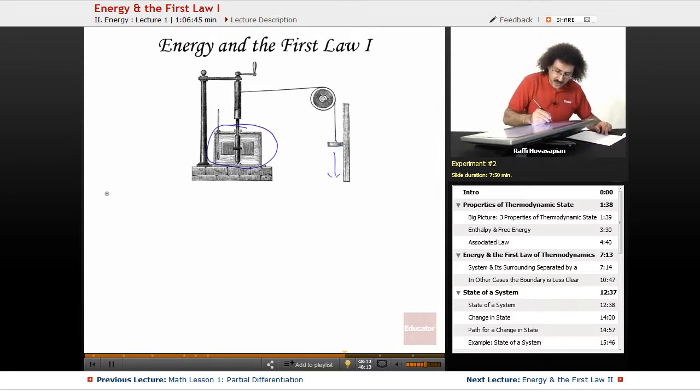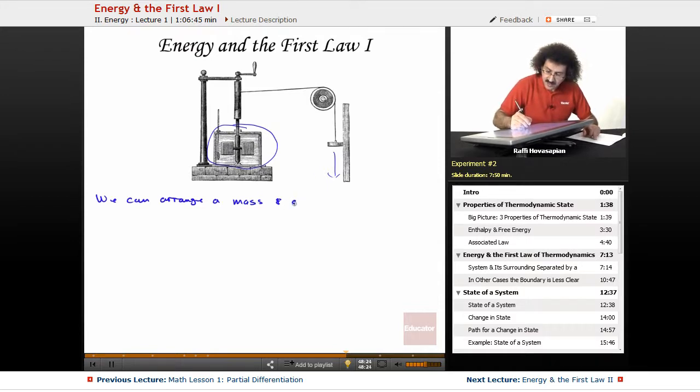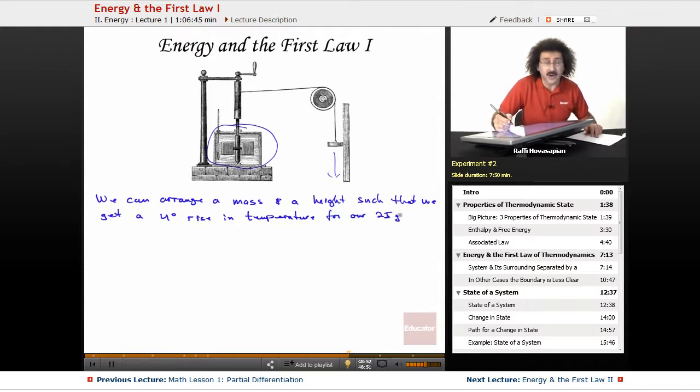So we can arrange a mass and a height through which this mass drops such that we get a 4-degree rise in temperature for our 25 grams of water.